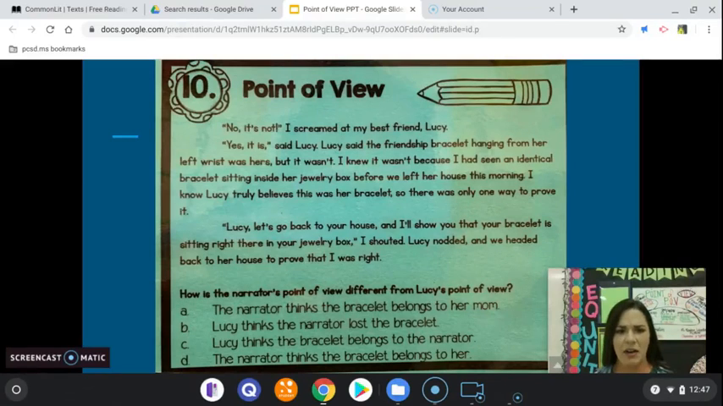It says, how is the narrator's point of view different from Lucy's point of view? Okay, so now you have to figure out who the narrator is, their point of view, and then compare it to Lucy's here. So let's read it.